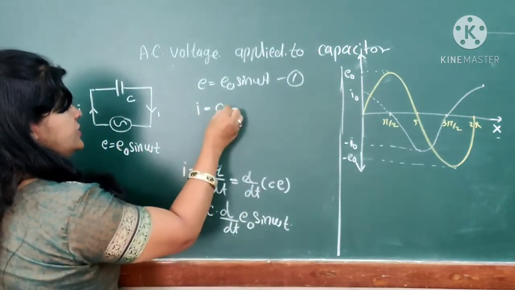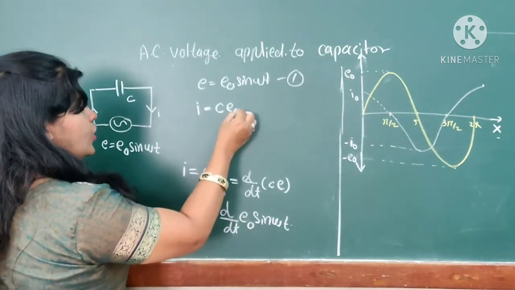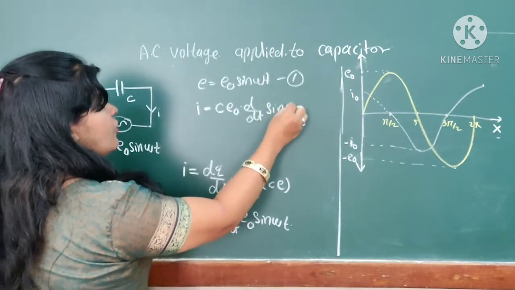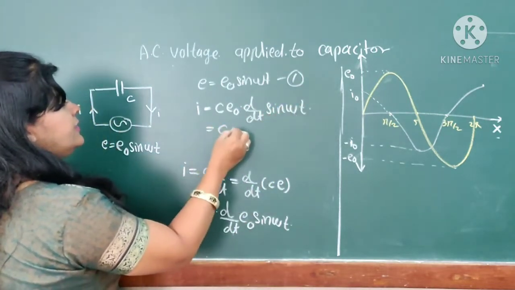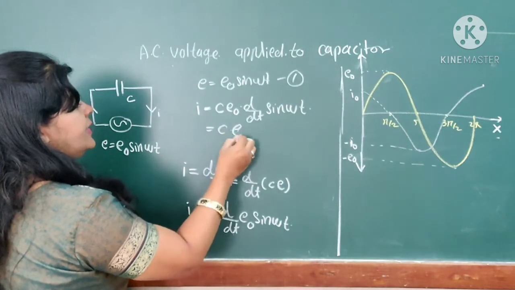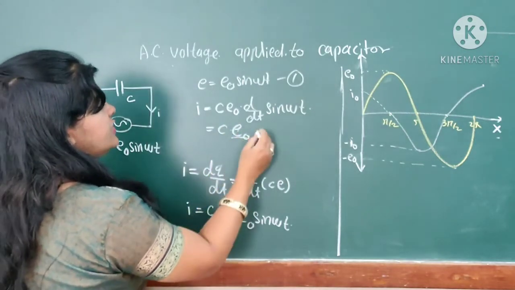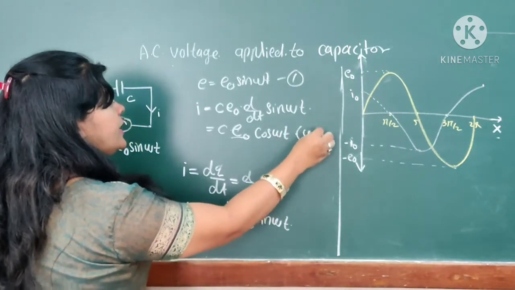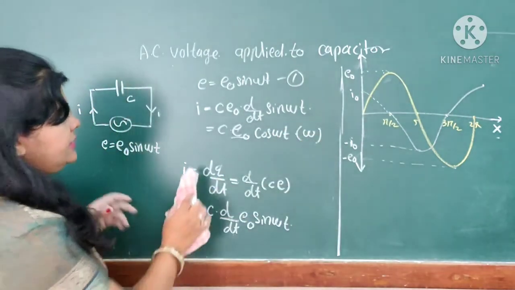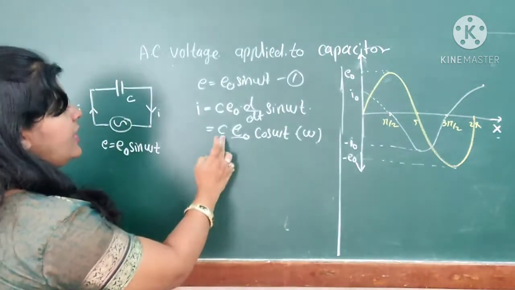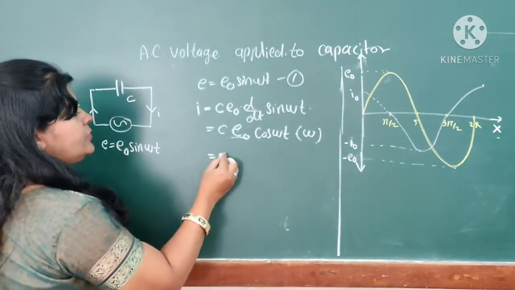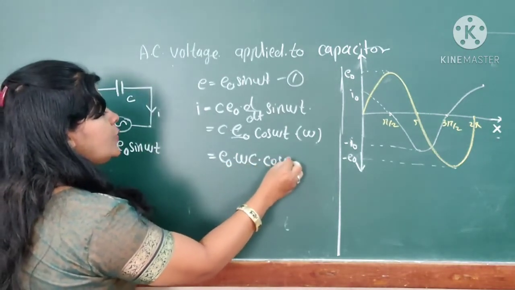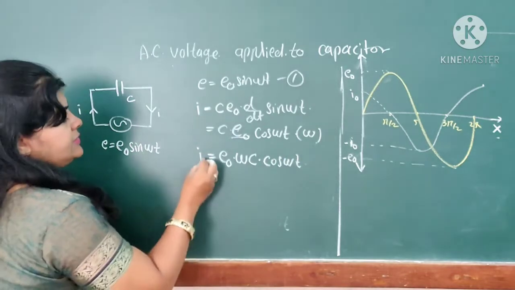I is equal to C into E naught, and then d by dt of sine omega t. The d by dt of the sine function gives us cos omega t into the constant omega. Concentrate here: this omega and this C multiply together with E naught to give E naught into omega C into cos omega t, which is the instantaneous current going through it.